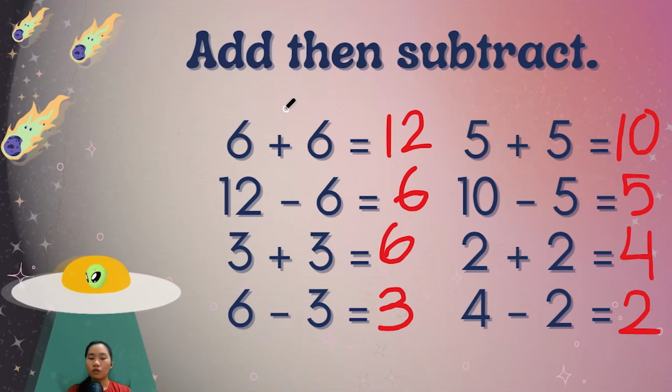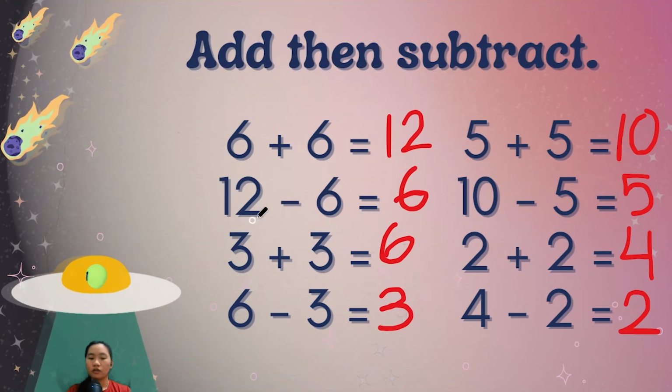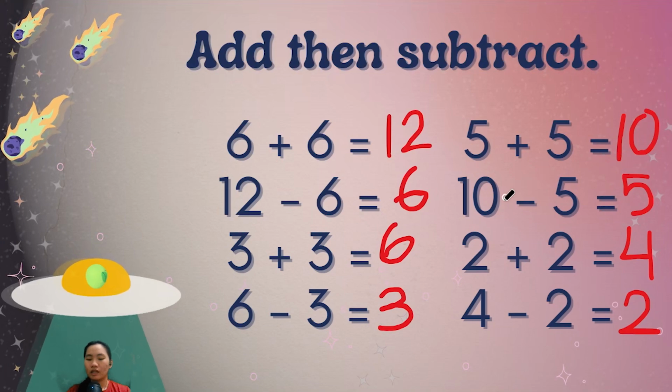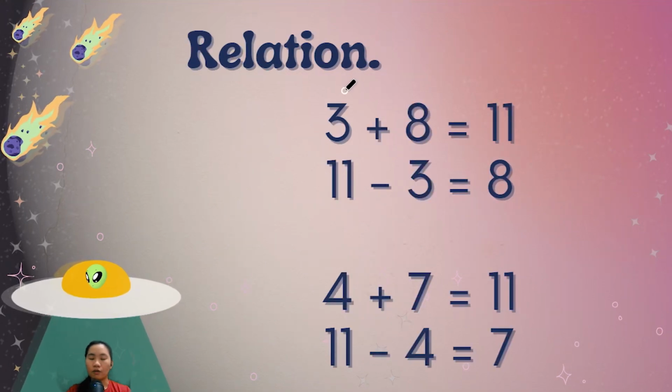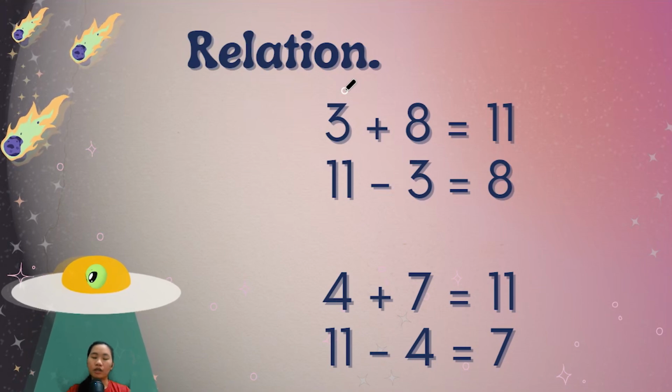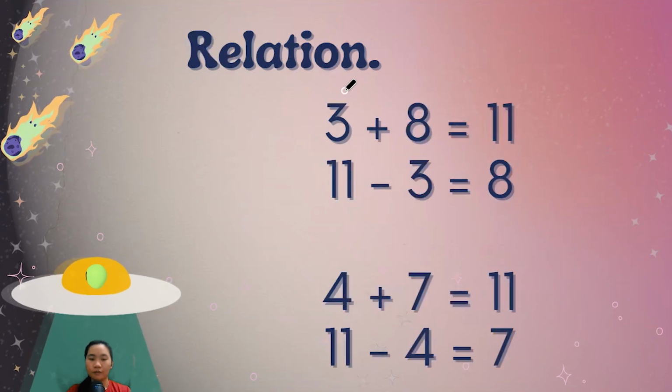So 6 plus 6 is 12. 12 minus 6 is 6. 3 plus 3 is 6. 6 minus 3 is 3. 5 plus 5 is 10. 10 minus 5 is 5. 2 plus 2 is 4. 4 minus 2 is 2. Let's move on, everyone. Now, since we're done with doubles, we understand the relationship between the doubles, yes? Let's move on to differing numbers.